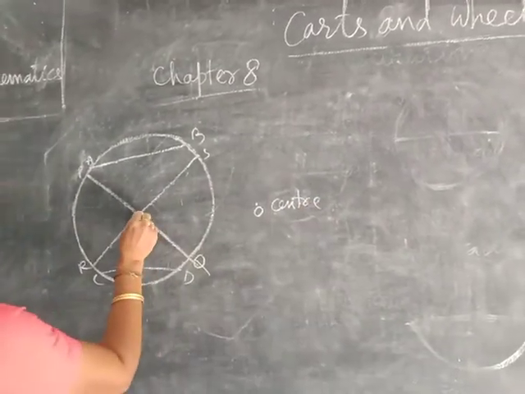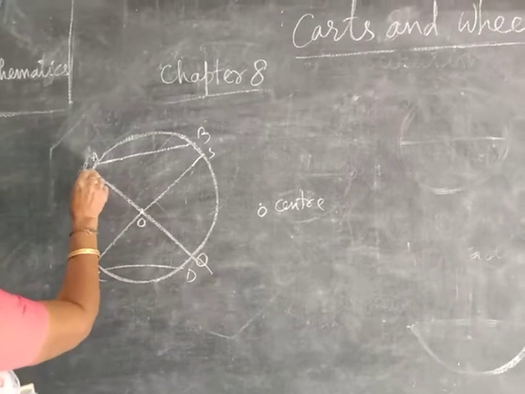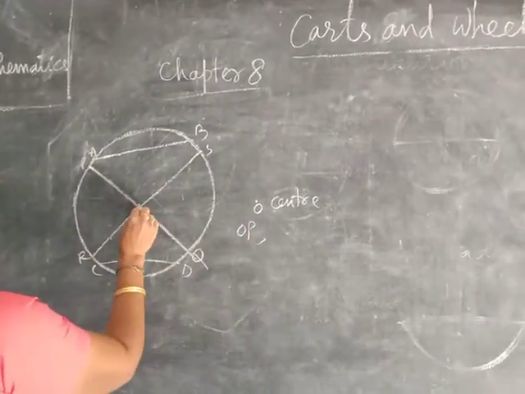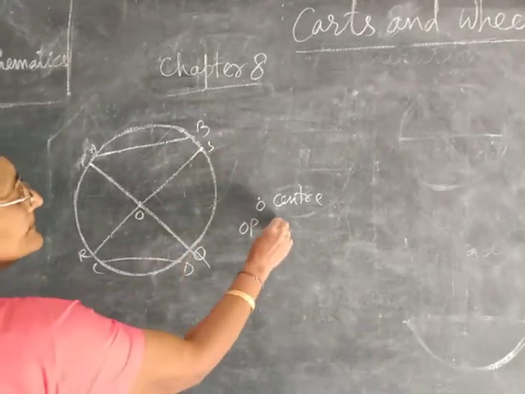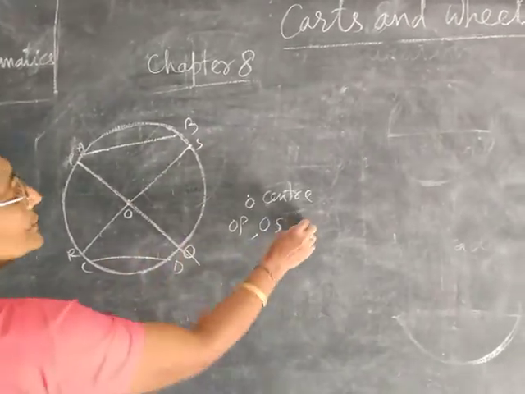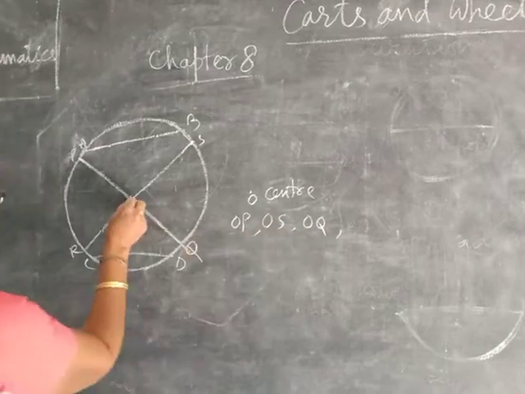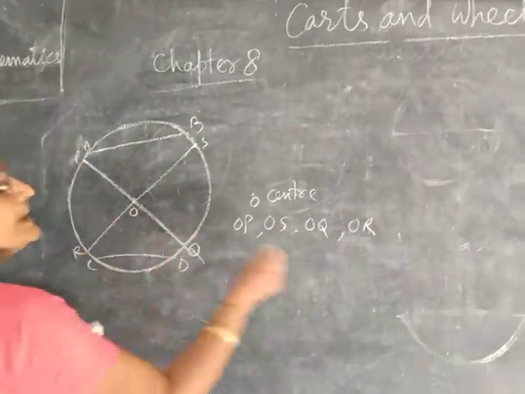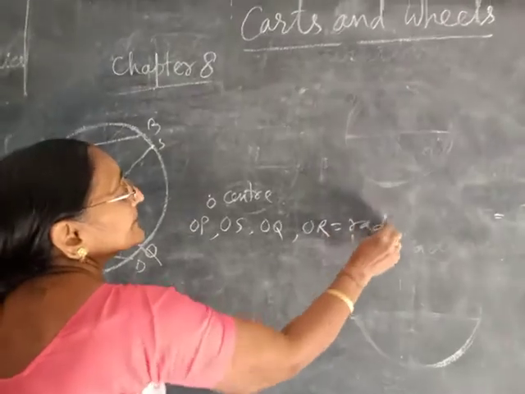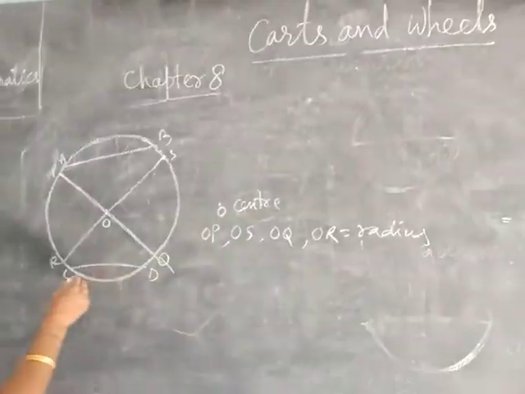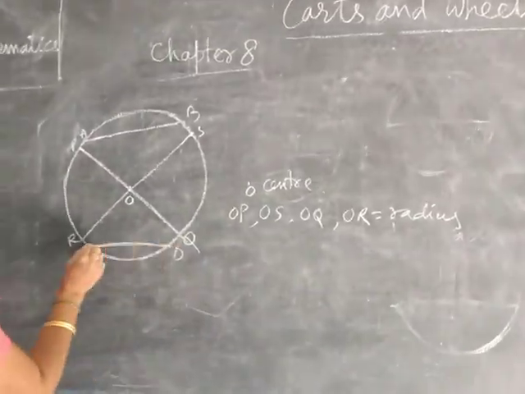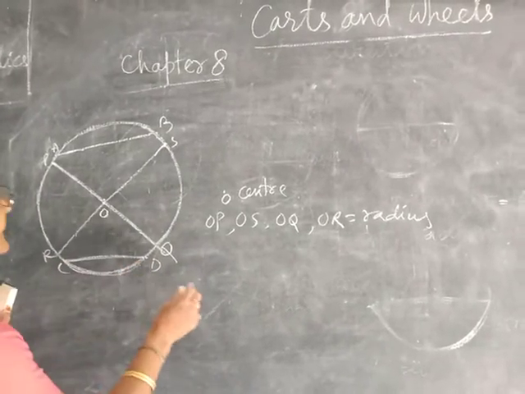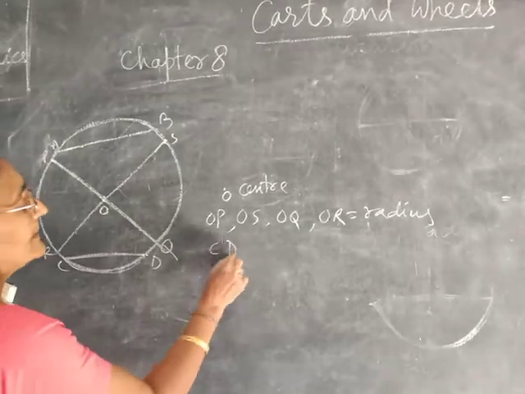OP, OS, then OQ, then OR. These all are called what? These are radii. Then CD. What is this? Two endpoints are there on the circle. So this line segment is called a chord.